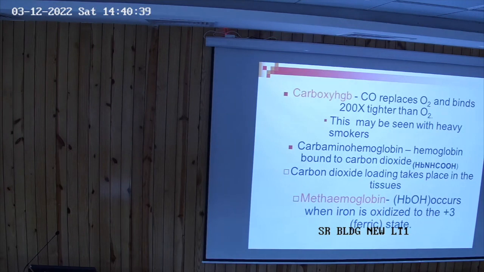So the affinity of carbon monoxide is 200 times more than the affinity for oxygen. Okay, in your AK Jain or in some other book, it might have been written as 200 or 250 times. So please at least consult 2-3 books.